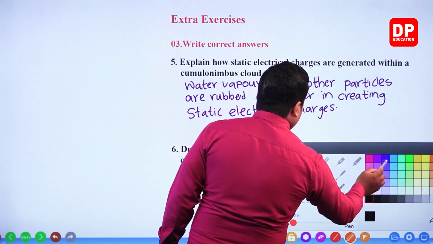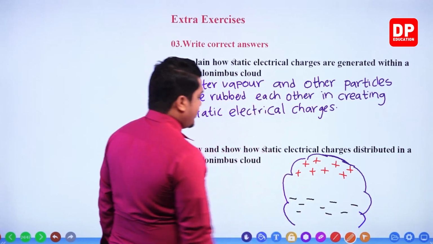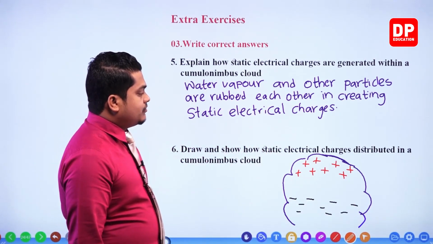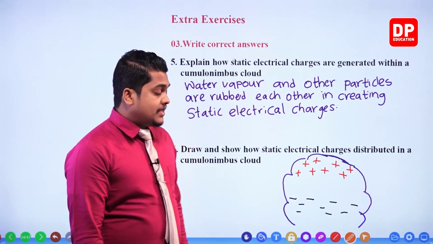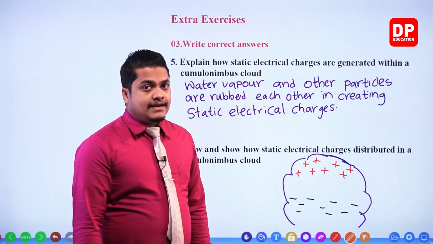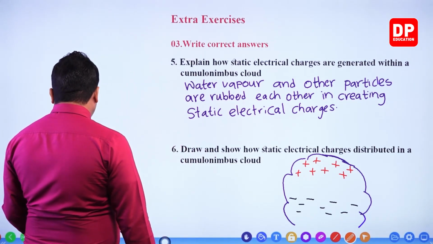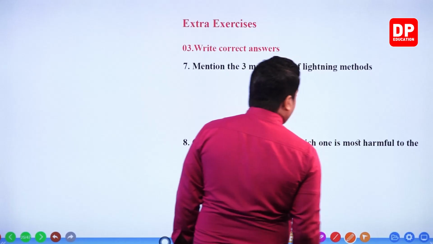So, this is how in a cumulonimbus cloud positive and negative charges are generated. At the top, you can observe the accumulation of positive static electrical charges. At the bottom, you can observe the accumulation of negative static electrical charges. Okay. Then the question number 7. Mention 3 main types of lightning methods. Very simple, my dear children.